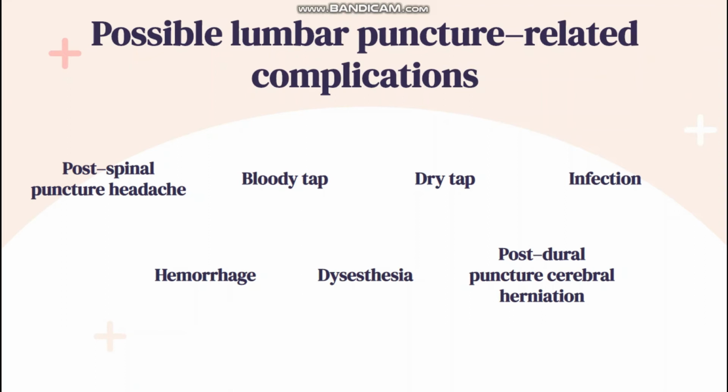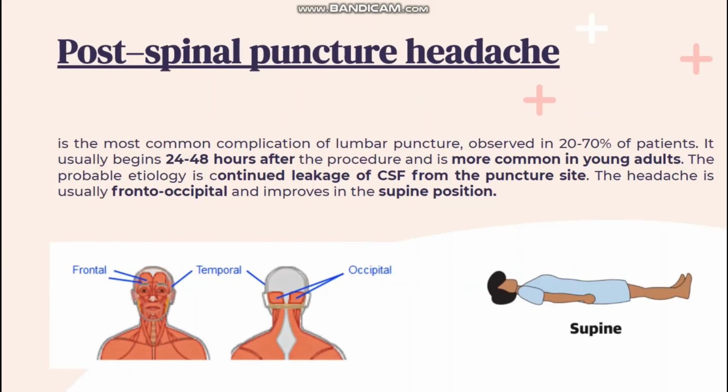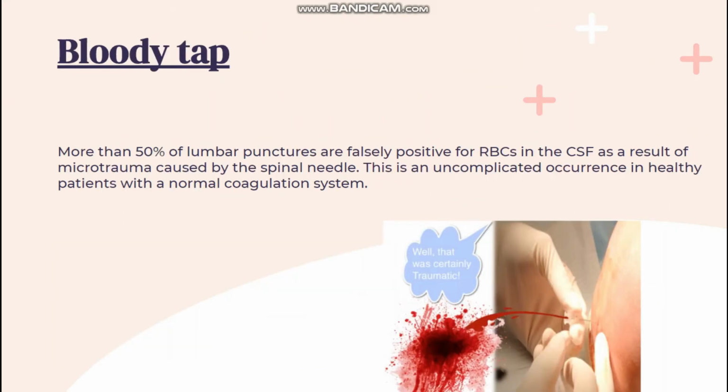These are possible lumbar puncture related complications: post-spinal puncture headache, bloody tap, dry tap, infection, hemorrhage, dysesthesia, and post-dural puncture cerebral herniation. Post-spinal puncture headache. It is the most common complication of lumbar puncture, observed in 20 to 70% of patients. It usually begins 24 to 48 hours after the procedure and is more common in young adults. The probable etiology is continued leakage of CSF from the puncture site. The headache is usually fronto-occipital and improves in the supine position.